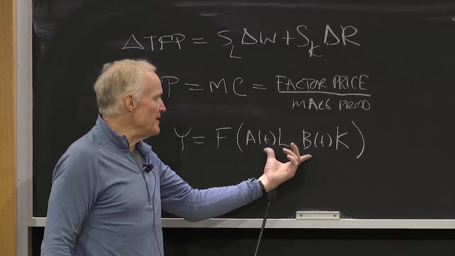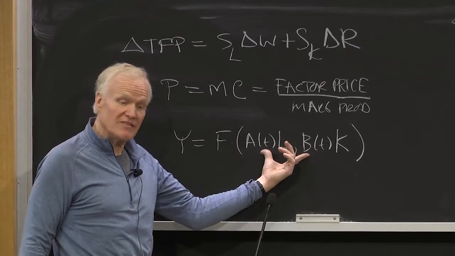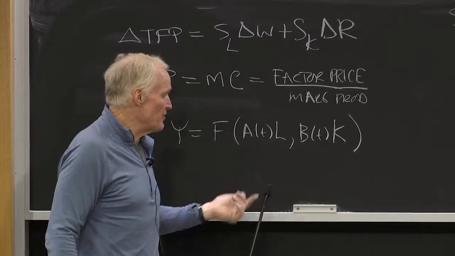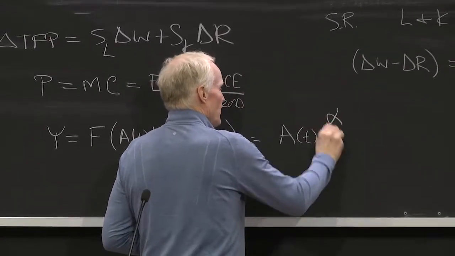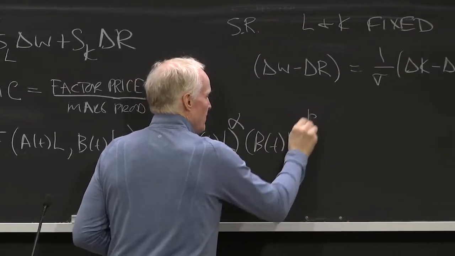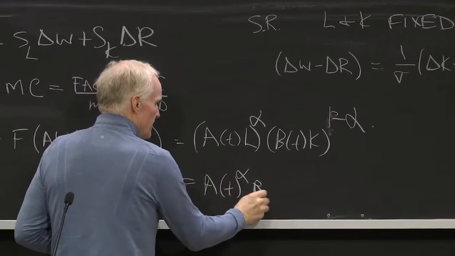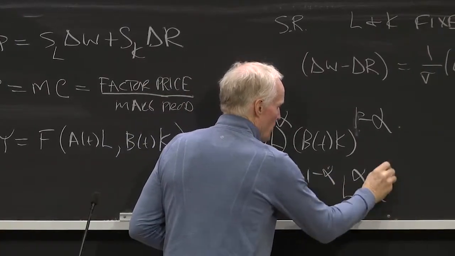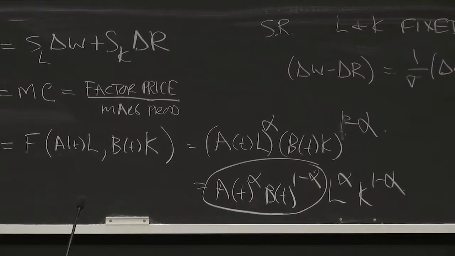Turns out that doesn't tell you even the direction of technological bias. For example, in the Cobb-Douglas case, A and B really amount to the same thing. If they're Cobb-Douglas, this would be like A(t) times L to the alpha, B(t) times K to the beta, or 1 minus alpha, which would be equal to A(t) to the alpha, B(t) to the 1 minus alpha, times L to the alpha, K to the 1 minus alpha. So these two terms would just combine together. They would act exactly the same way.